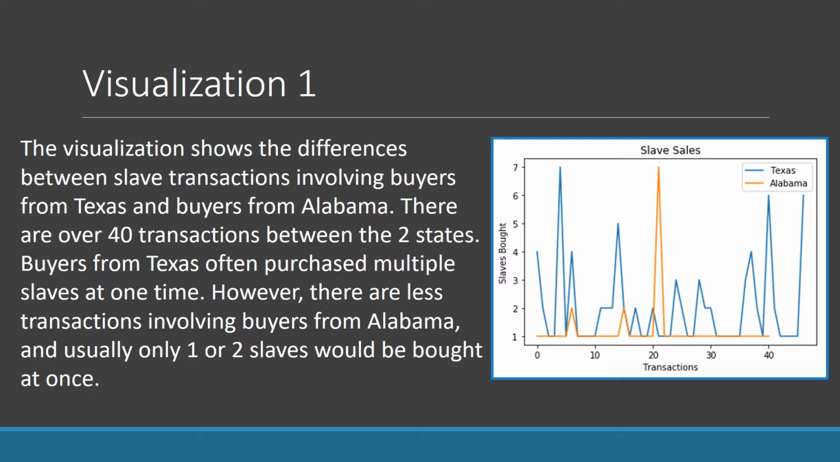There are over 40 transactions between the two states. Buyers from Texas often purchase multiple slaves at one time. However, there are fewer transactions involving buyers from Alabama, and usually only one or two slaves would be bought at once.